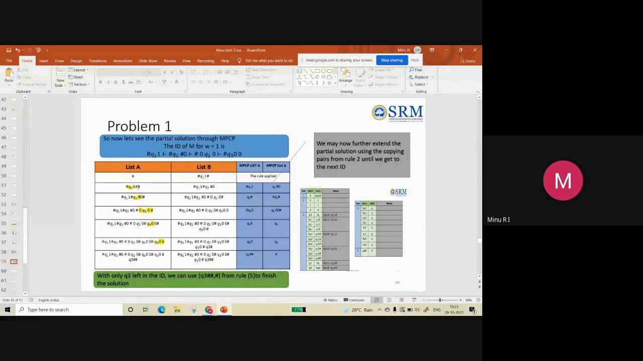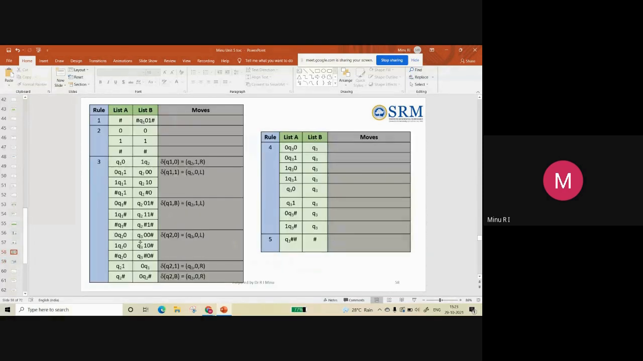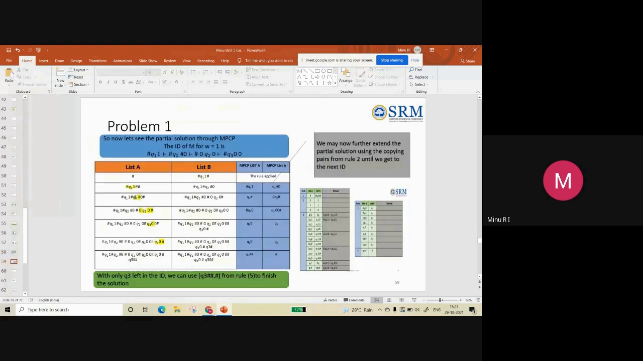So for hash Q1 1, if I am having hash Q1 1 in list A, my list B is Q2 hash 0. So Q2 hash 0 is what was there in my list B. So I will be adding that into my list. So for this combination, this was my list.